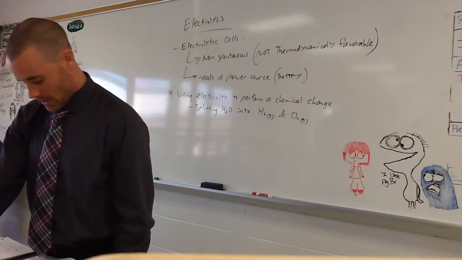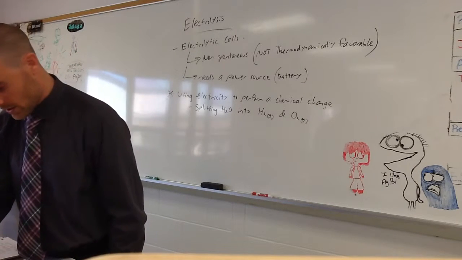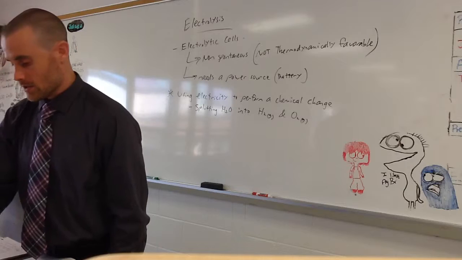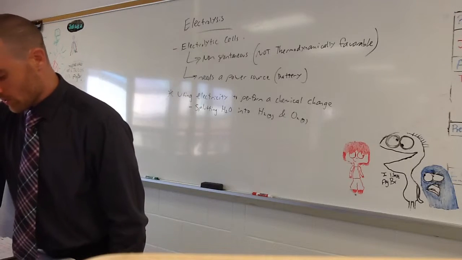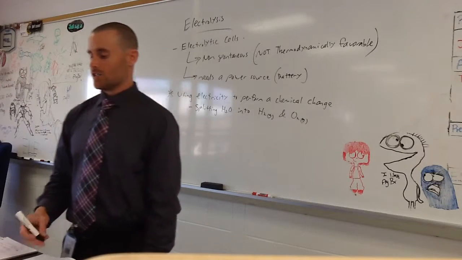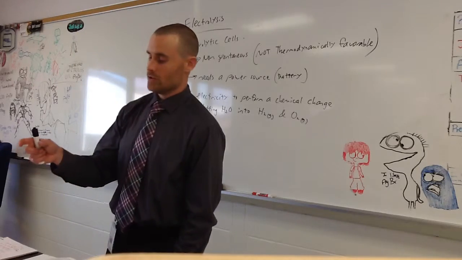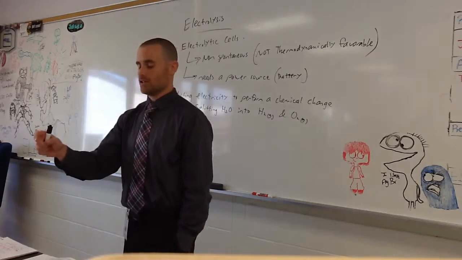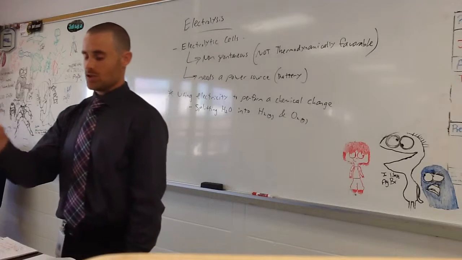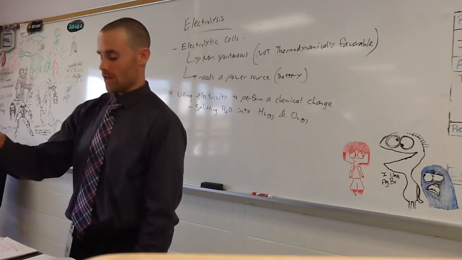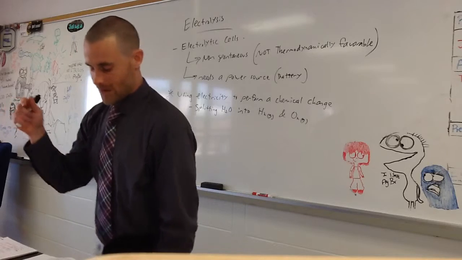But you got 4H plus 4e minus. So there's the other one. There's your H2. So there's your two half reactions on there, and it's going to be important that you understand how to look at the reduction potentials because it dictates which one is going to be at the anode, which one's at the cathode.